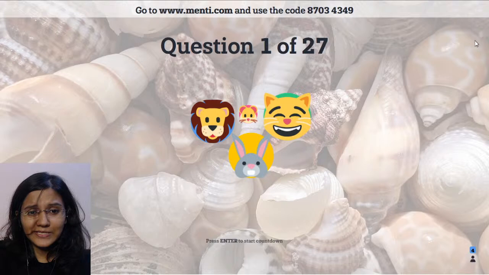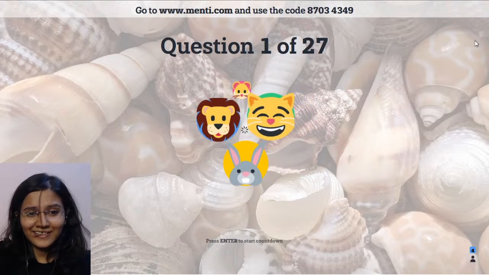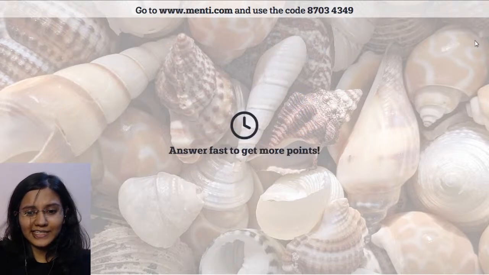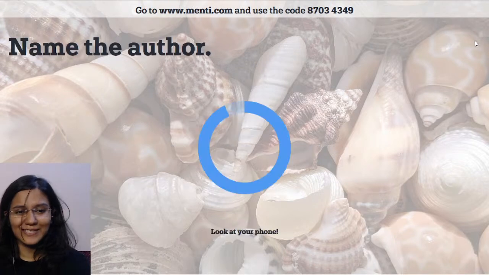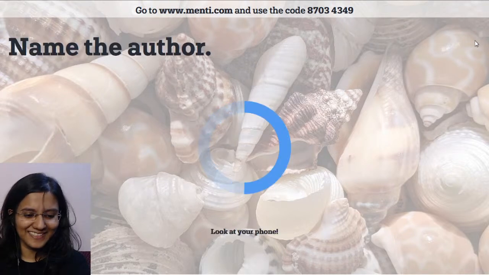I see we're all animals today. I got a unicorn earlier at 3 p.m. I was very happy when I saw somebody chose the unicorn profile.